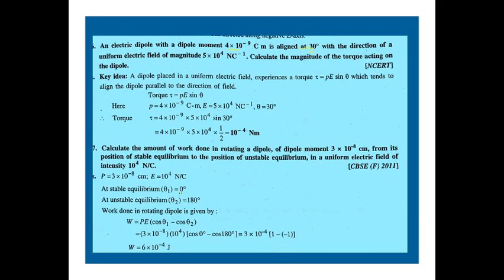So for stable equilibrium, theta 1 equal to 0, and for unstable equilibrium, theta 2 equal to 180 degree. Work done equals P E into cos theta 1 minus cos theta 2. P is the dipole moment, 3 into 10 raised to minus 8, E is the electric field 10 raised to 4, theta 1 equal to 0 and theta 2 is 180 degree. Substituting these values, work done equals 6 into 10 raised to minus 4 joule. This is a simple example which was asked in CBSE 2011.